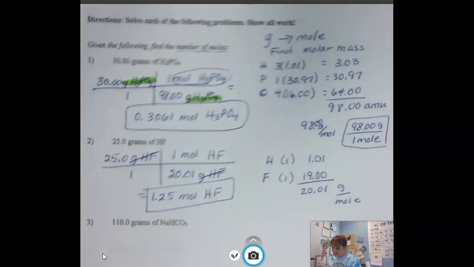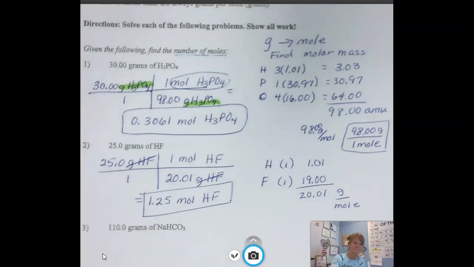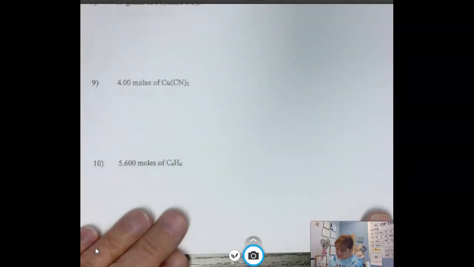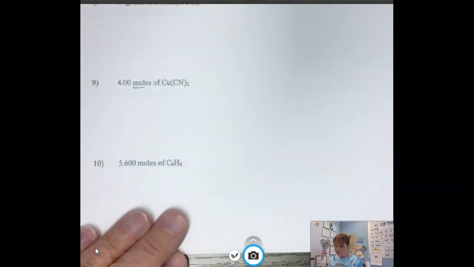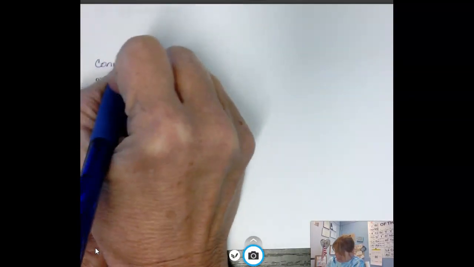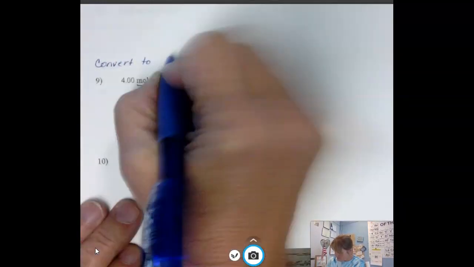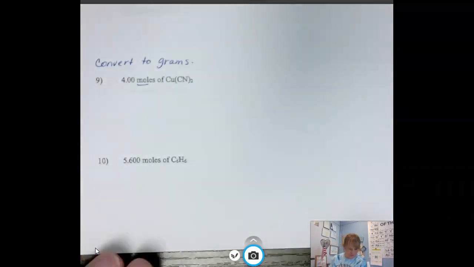So we're going to go ahead and try a few in the other direction then. Okay, so I'm on problem number 9. This one, we have moles, and again, I'm going to grams on this. So convert, C-O-N-V-E-R-T, to grams. There's not really any difference there in the labeling or the instructions, so I'll go ahead and put that in there.